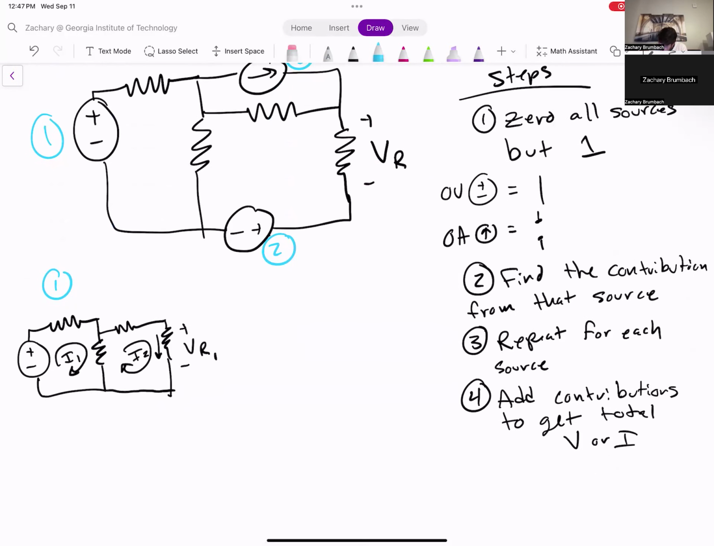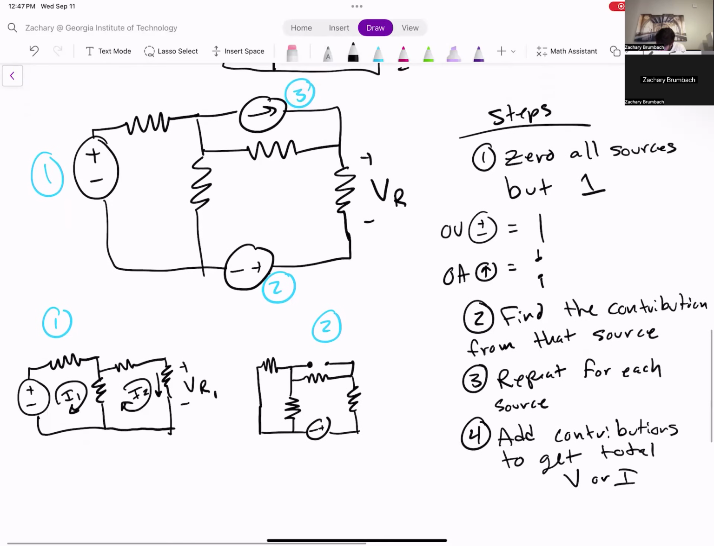If we were to now do this with source two. Our first source being open. Source two is still there. A resistor here. We have a resistor here. Our current source is still an open. This resistor is still here. And this resistor is still there. And we're once again looking for VR from the second source. So this is the same sort of thing. We would break this up using mesh or node analysis, whichever you prefer.